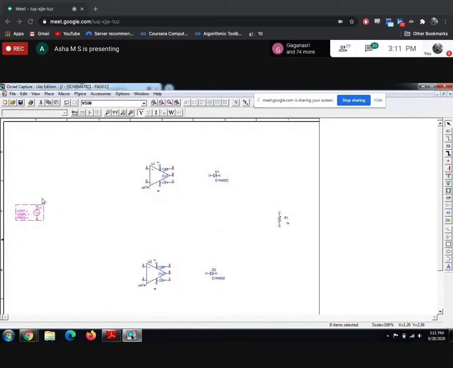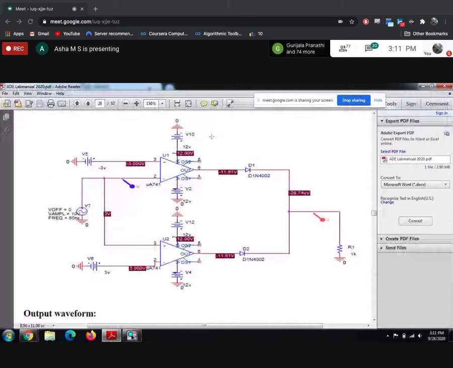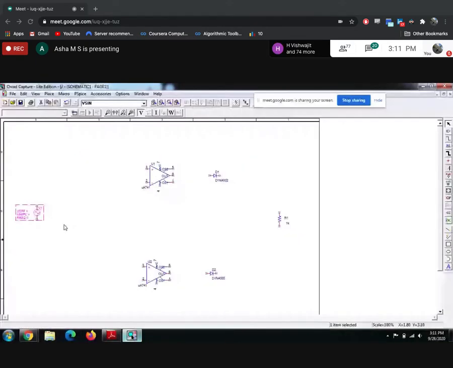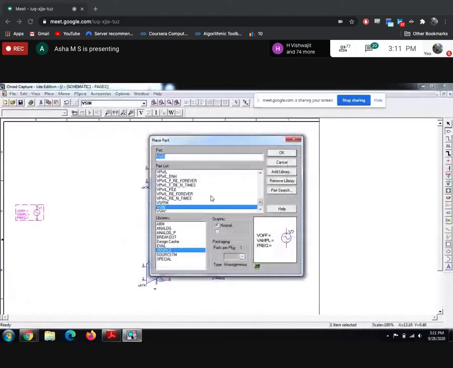Next, what is required? Power supply. How many power supplies are required? 1, 2, 3, 4, 5, 6. 6 power supplies are required. So for that you need to type VDC.